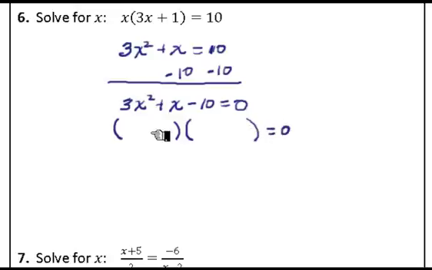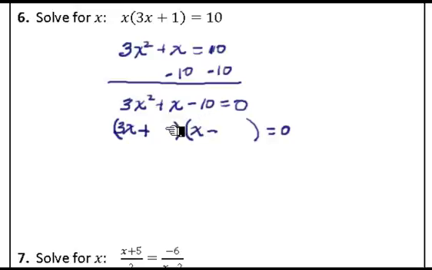Reverse FOIL. Okay, 3x squared, we'll put here and here, we'll put 3x and x. First times first is first over here. And now last times last is minus 10. Okay, so the signs are different. Since this is negative, that means our signs are different. So we're going to start with plus minus. We might switch that, but let's try that.